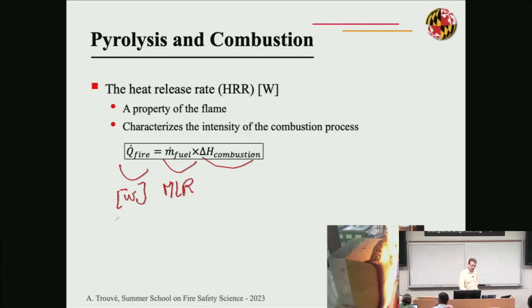So you can write that the heat release rate is equal to the mass loss rate times the heat of combustion. Okay, and that's a very important relationship that is true in an average sense that shows the relationship between the rate of pyrolysis measured by MLR, the mass loss rate, and the rate of combustion measured by HRR, the heat release rate.